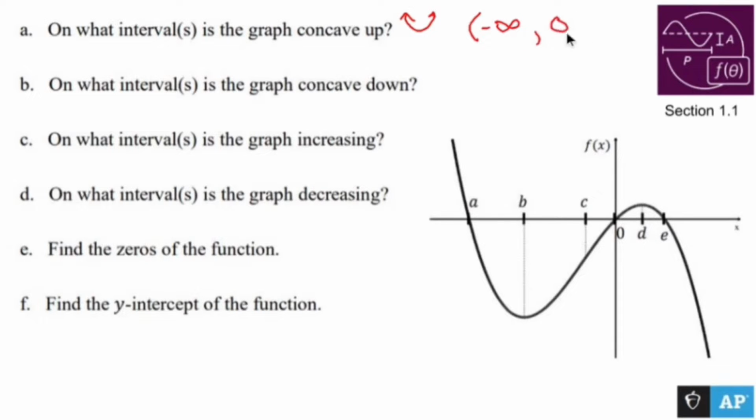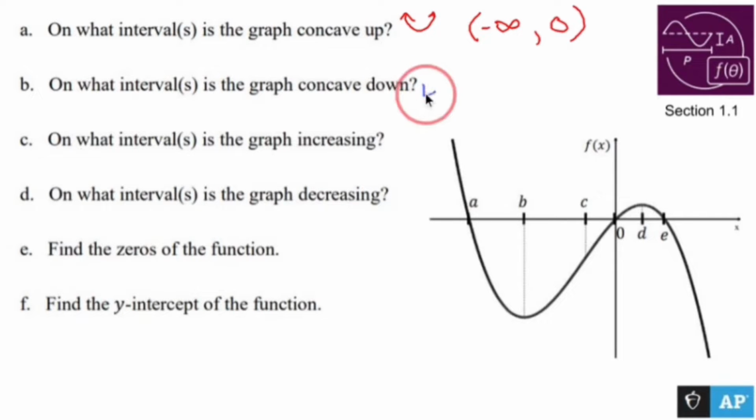Now we're not going to make a bracket. We're going to make a parentheses because at 0 is where it changes. And so the moment it changes, called an inflection point, is neither concave up nor concave down. So no brackets, okay? Just the parentheses, which means you don't include that number.